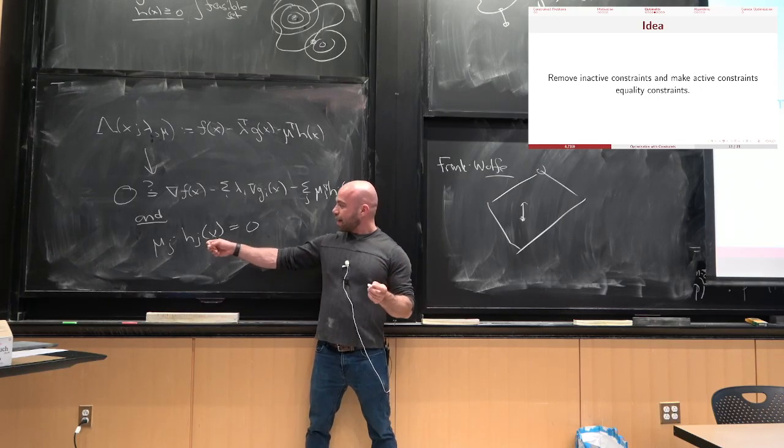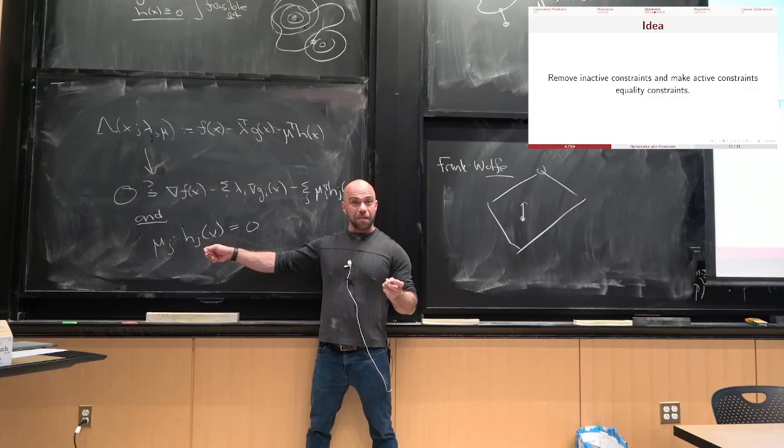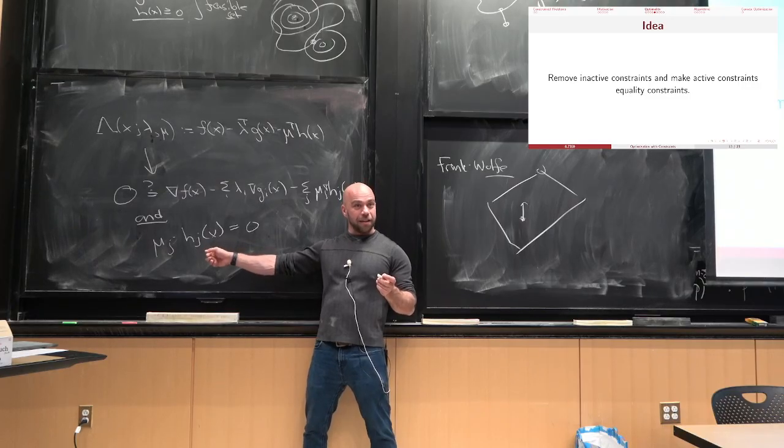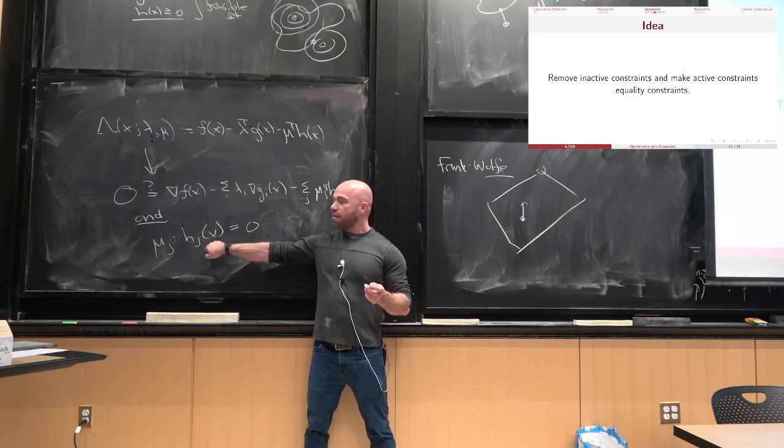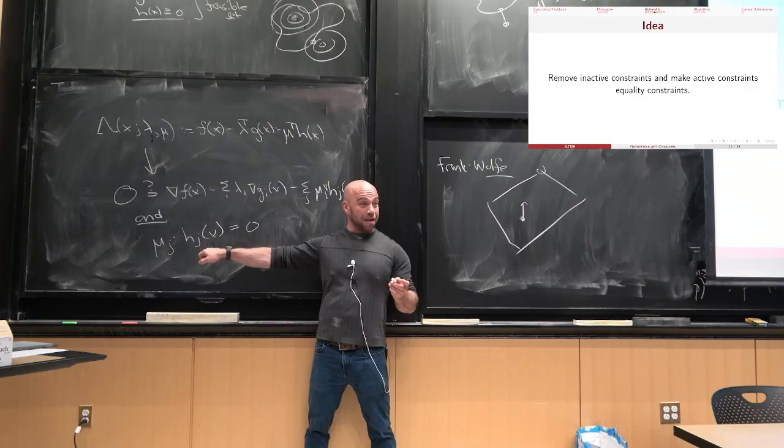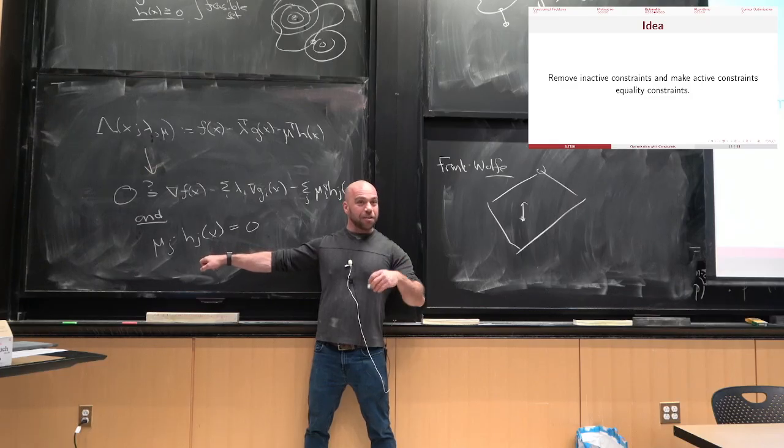Let's say that I'm in the interior of the feasible set. In other words, h_j, constraint j, is inactive, right? Then what do we know about h_j? It is strictly positive, right? That's the definition of being in the interior of the feasible set.